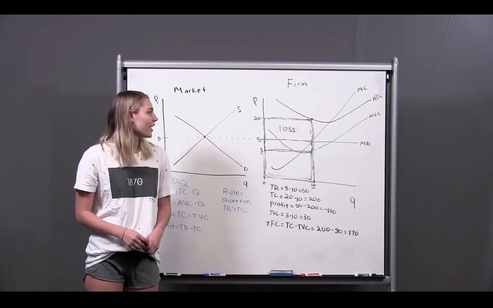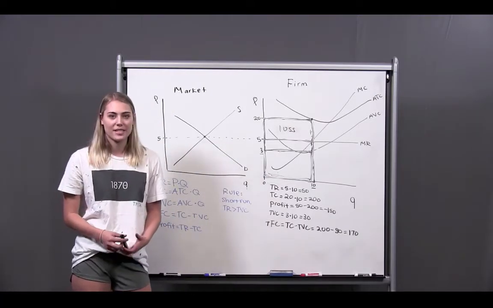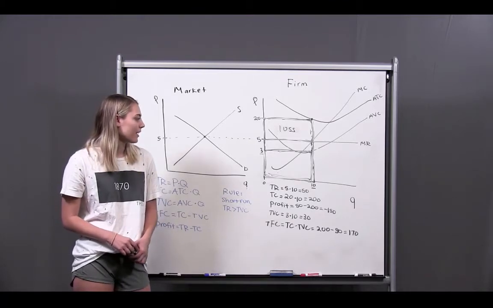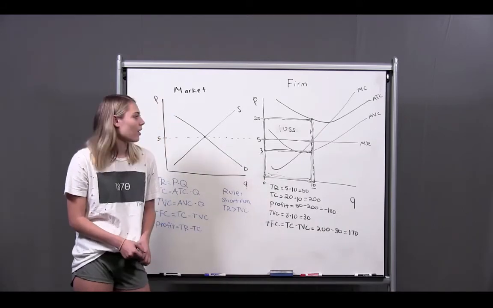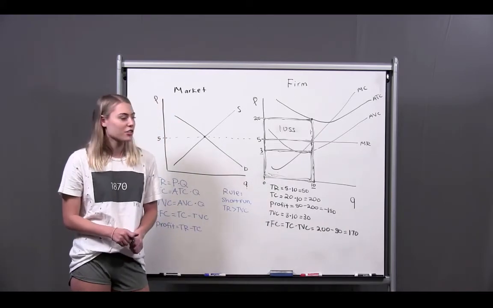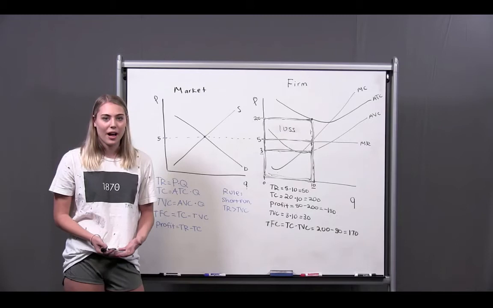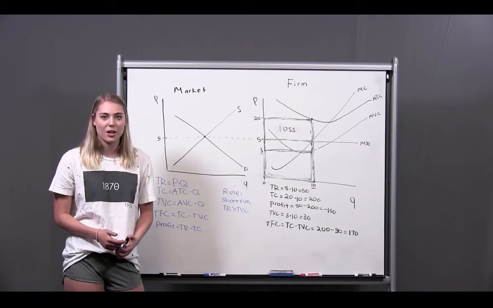So in this video, we figured out how to determine whether or not a firm would stay in the market in the short run in a perfectly competitive industry. This is mostly based on the placement of their average variable cost curve as it relates to their marginal revenue curve.